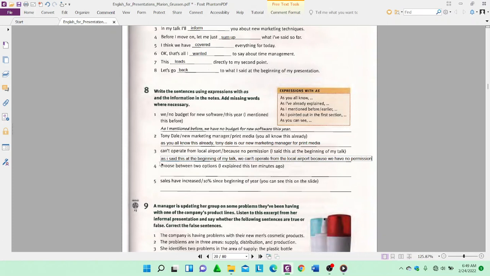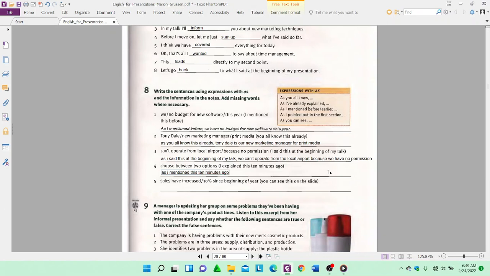Okay. As I said this at the beginning of my talk. Sebagaimana saya katakan ini di awal dari presentasi saya. Jadi my talk ini bukan perkataan saya ya, tapi lebih kepada merujuk presentasi kita. Ya. We can't operate from the local airport because we have no permission. Kita tidak bisa beroperasi dari bandara lokal karena kita tidak punya izin. Right? Number 4. I explained this 10 minutes ago. Okay. As I mentioned this 10 minutes ago.